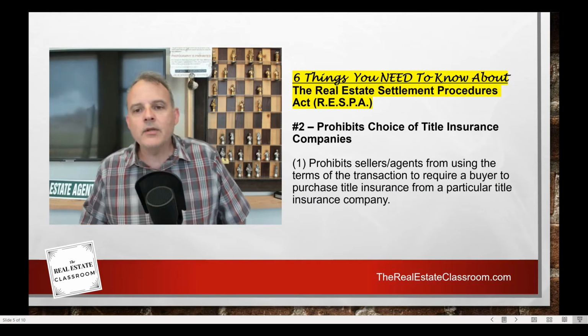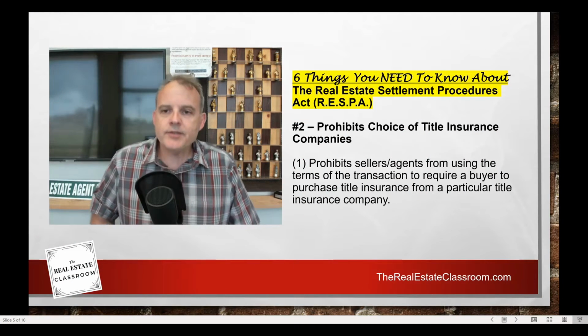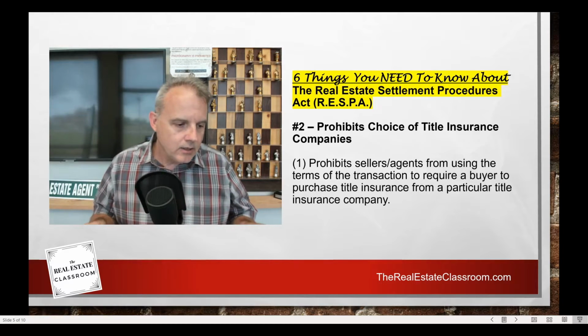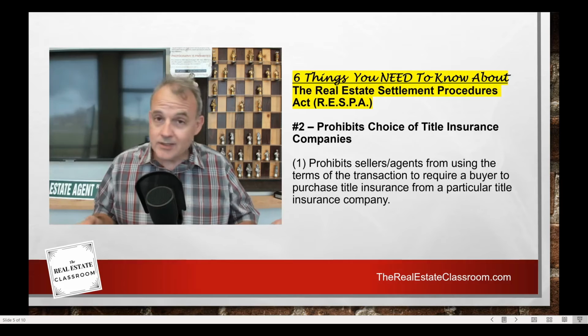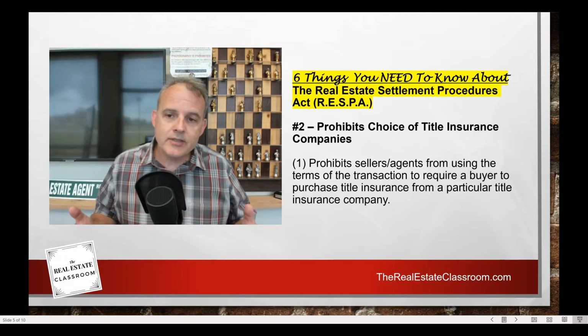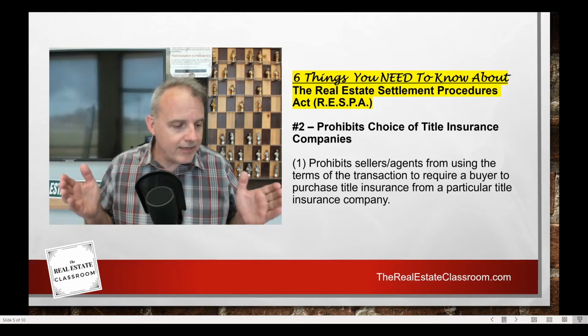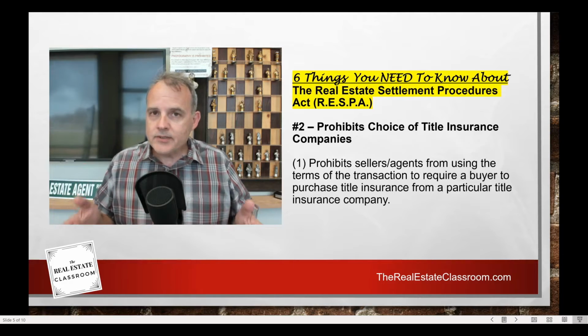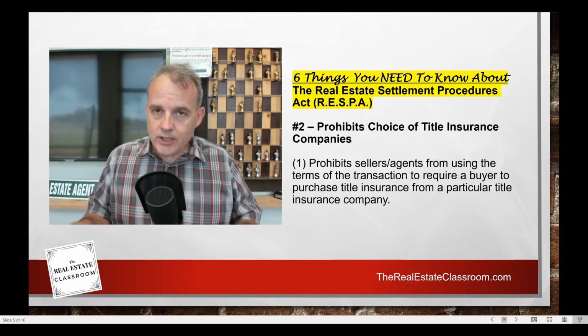The second thing that the law does is prohibit choice of title insurance companies. So it prohibits a seller or an agent, whether it's the listing agent or the buyer's agent, from using the terms of the transaction to require a buyer to purchase title insurance from a specific company. For the purposes of the exam, that's really all you need to know.